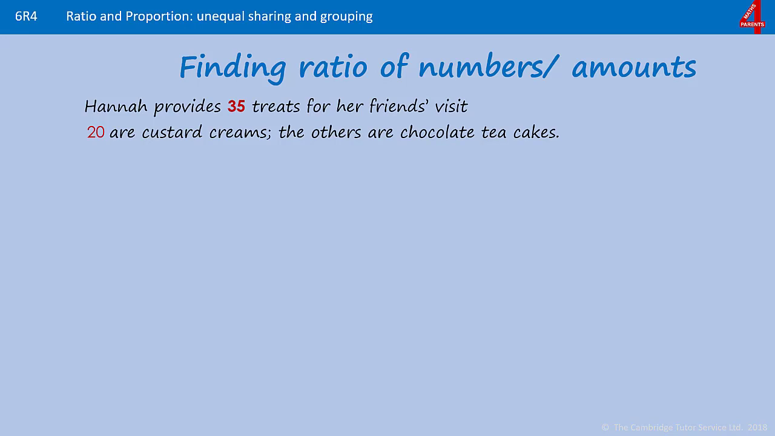Hannah provides 35 treats for her friend's visit. There are 20 custard creams. The others are chocolate tea cakes. What is the ratio of custard creams to chocolate tea cakes?